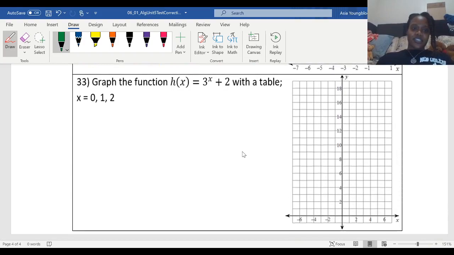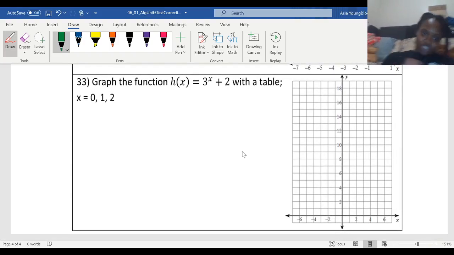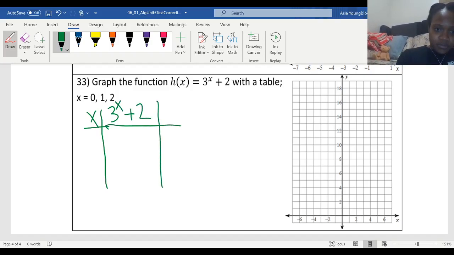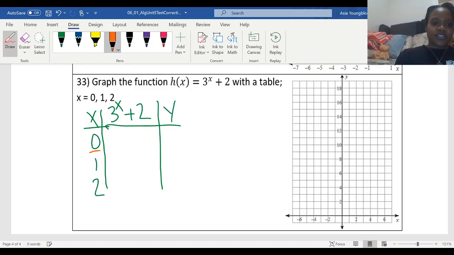The last problem for this test, we're graphing an exponential function. So we're going to create our table, put our function in the middle, and find our y values. The x values you're given are 0, 1, and 2. Again, we're just plugging in these x values in for this x. Everything else stays the same.